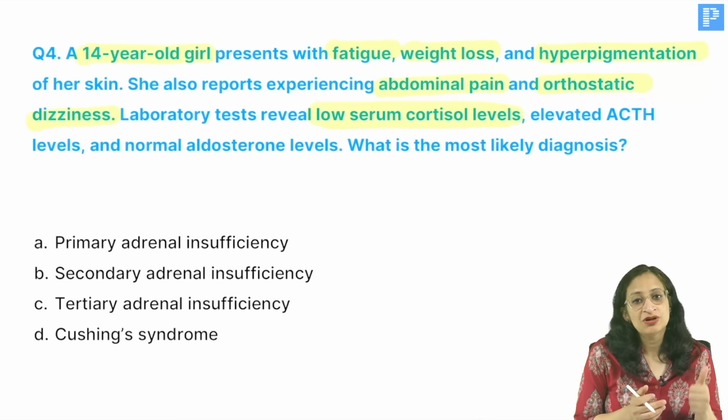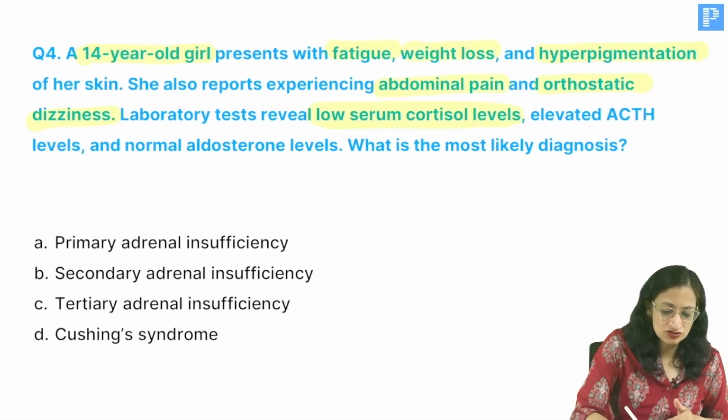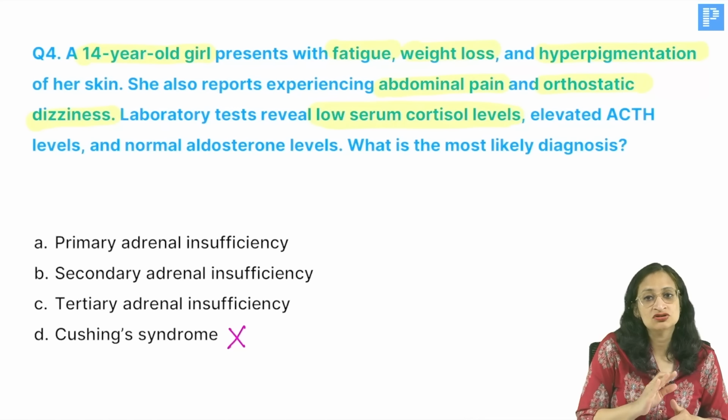Now, whether it is primary, secondary, or tertiary, we have to see. It cannot be Cushing syndrome because in Cushing syndrome there is excess of cortisol. Low serum cortisol is not there, right? So it cannot be Cushing syndrome, we are sure.